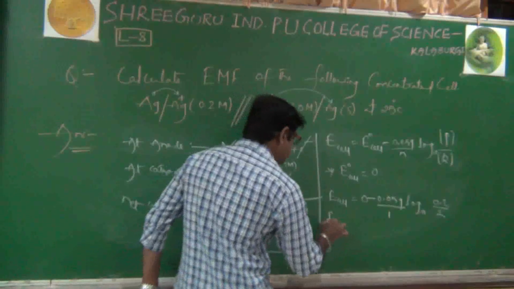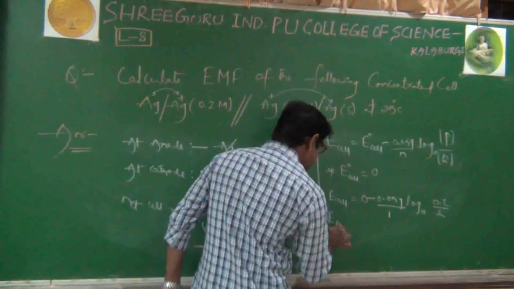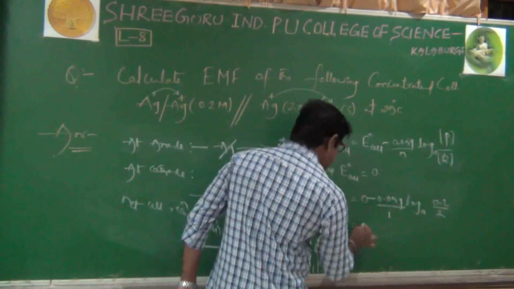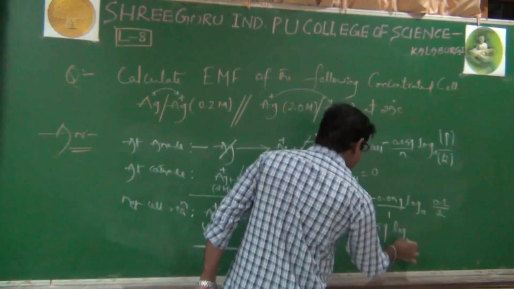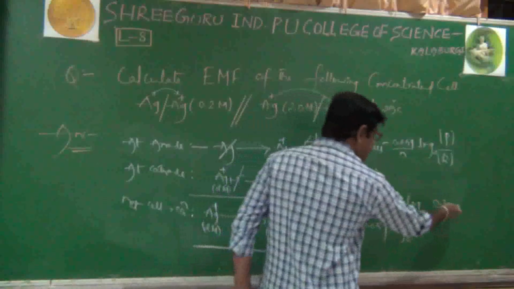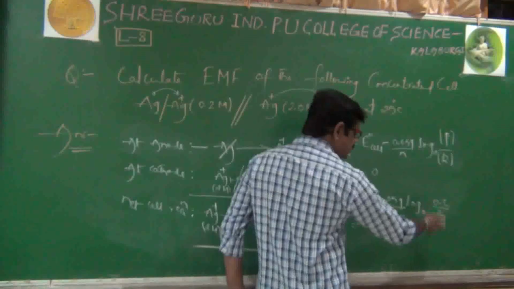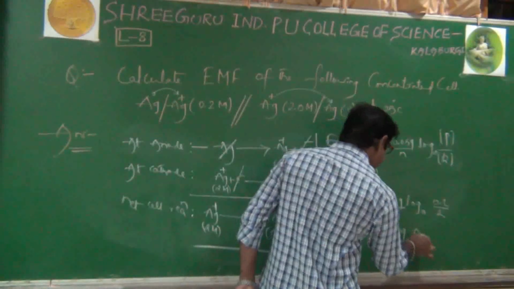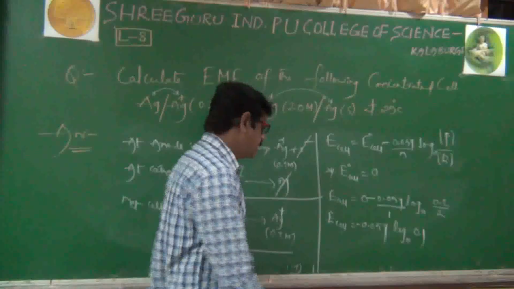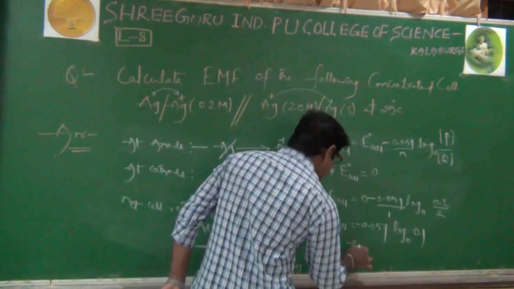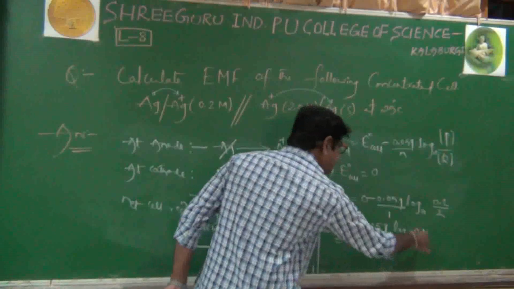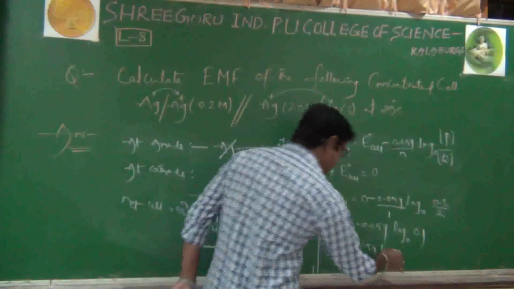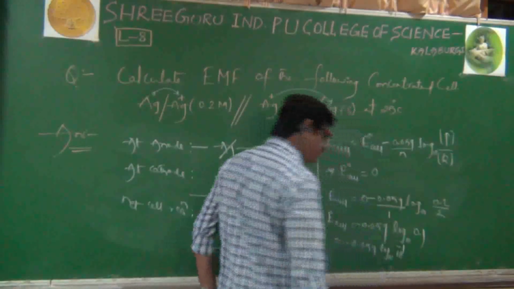Now, E cell equals minus 0.059 log base 10 of 0.2 divided by 2. 0.2 divided by 2 is nothing but 0.1 only. Therefore, minus 0.059 log base 10 of 0.1. 0.1 is nothing but 10 to the power of minus 1.